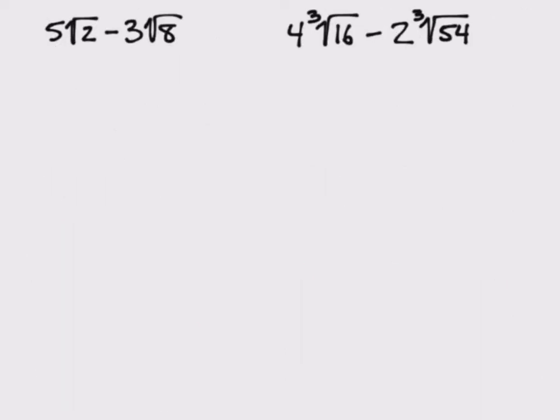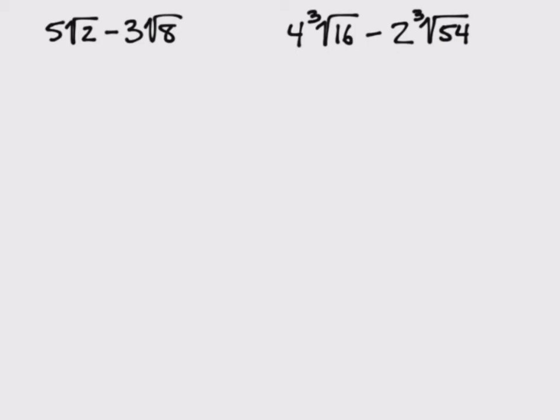All right, let's try a few more. Now when I look at these, I see that in the first example, we have the same index. It's a square root and a square root, but our radicands aren't the same. One is the square root of 2, one is the square root of 8. And same thing in our second example. We've got the same index, we've got a third root and a third root, but again, our radicands aren't the same. We have the third root of 16 and the third root of 54. So at first glance you say, well, there's nothing we can do.